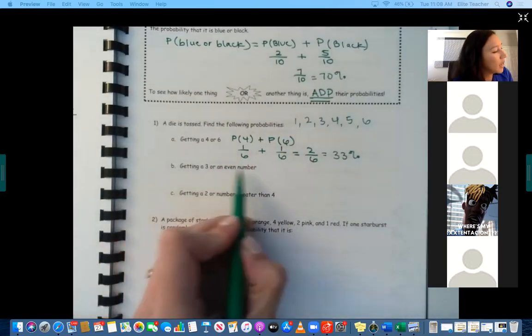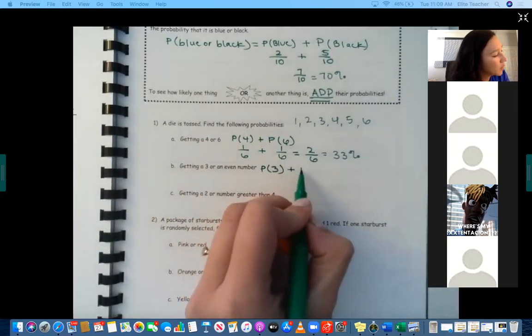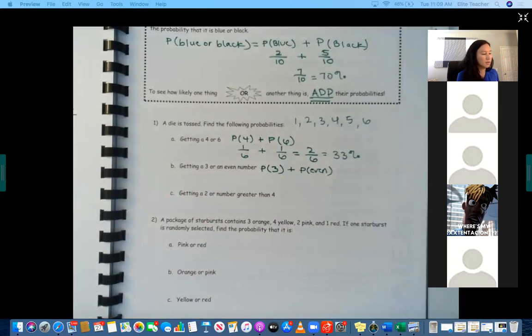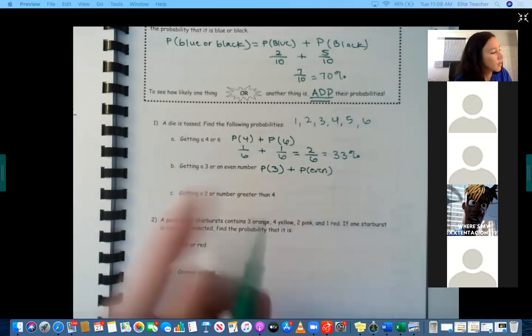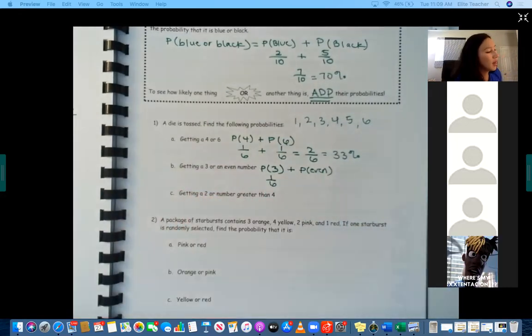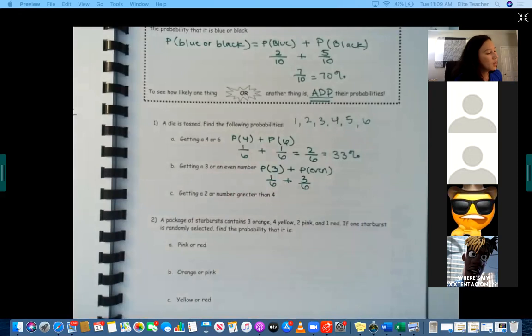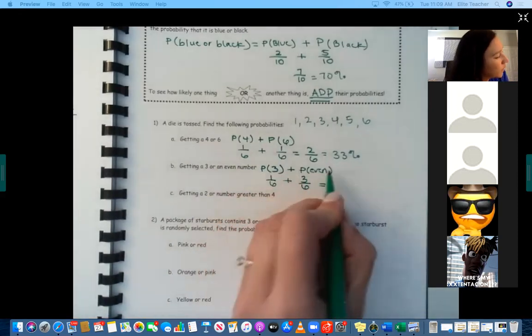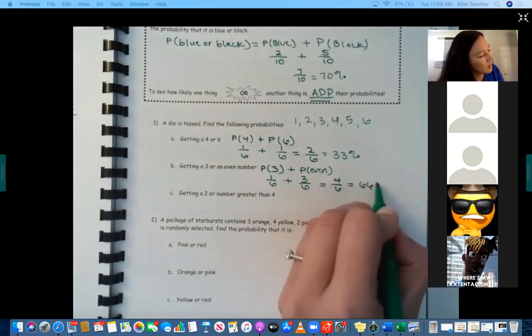Okay, the probability of getting a 3 or an even number. So we find the probability of getting a 3 plus the probability of rolling an even number. Can someone tell me what's the probability of getting a 3? One out of six. Good, thank you, Jasmine. And then can someone tell me the probability of rolling an even number? 3 out of 6. Yep, thank you. So then of getting a 3 or an even number, we add them. So 1 plus 3 is 4. It's 4 out of 6, which is about a 66% chance.